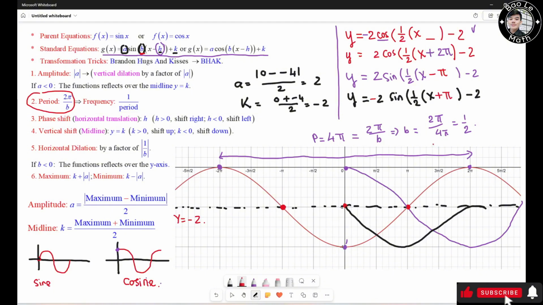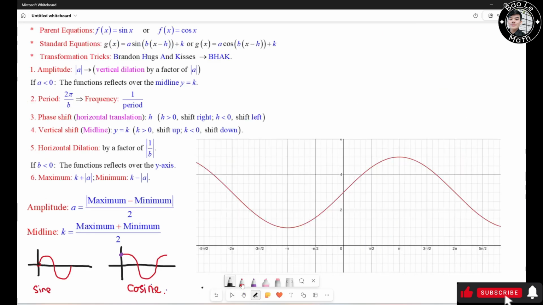Alright, now if you graph this one on the x and y coordinate plane using decimal, you will see that they end up with the same graph. Now let's move on to the next example.